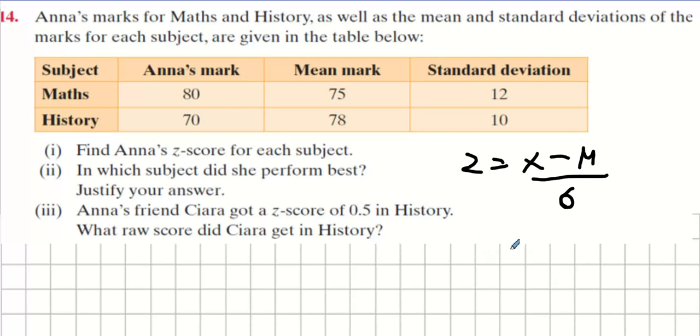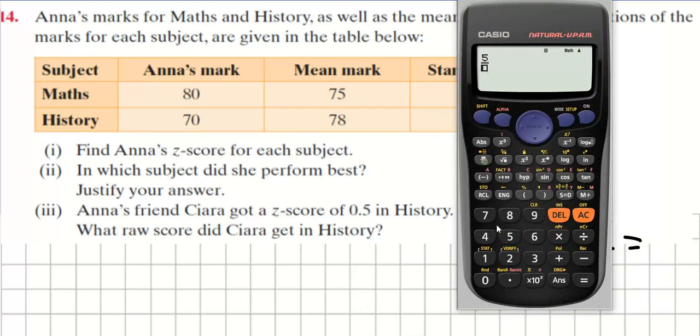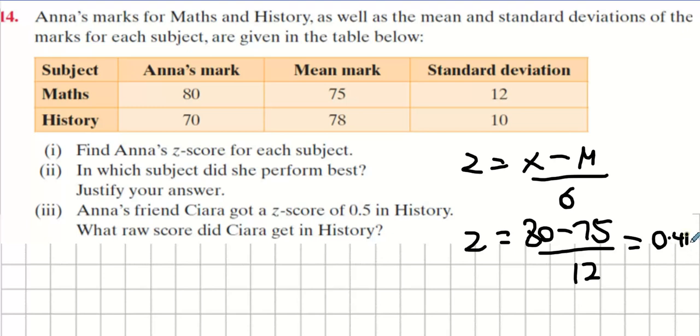Okay, which is going to be 80 take away 75, 80 take away 75 divided by 12. All right, what set score is that then, guys? What is it? 5 over 12 in decimal form? I know we usually give it in, yeah, you're right, 0.417 or 5 over 12, okay?